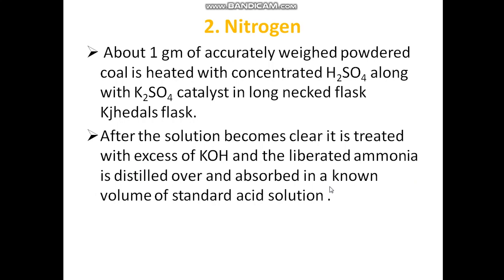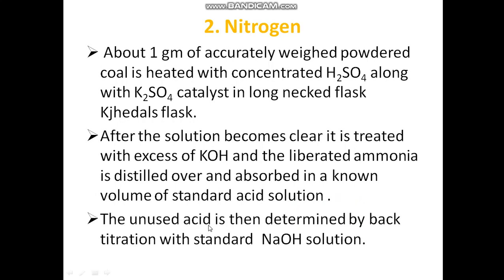So the ammonia which is present in the coal sample is being liberated and absorbed in a standard acid solution. We already know the normality of the acid solution we are taking. The unused acid is then determined by back titration with standard NaOH solution. So we are going to take the acid solution and back titrate with the NaOH solution so that we can calculate how much of the acid is unused.